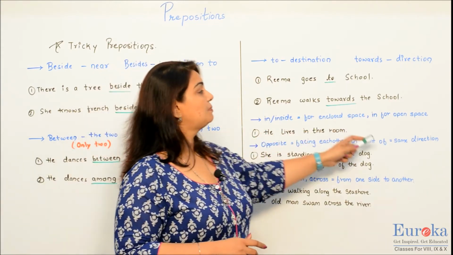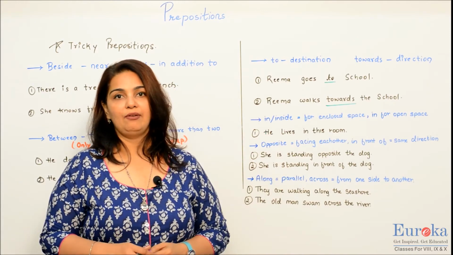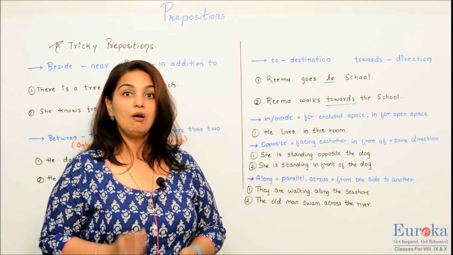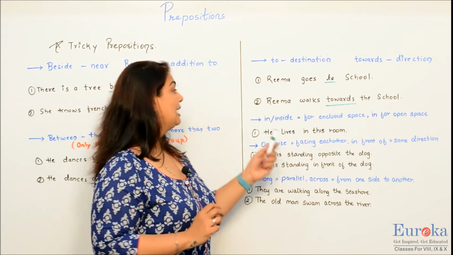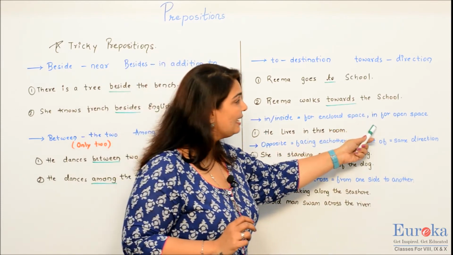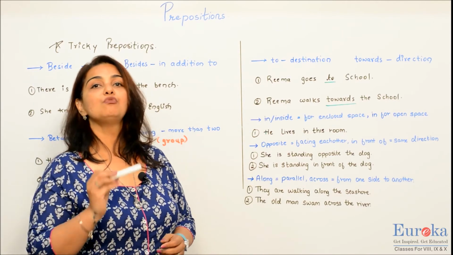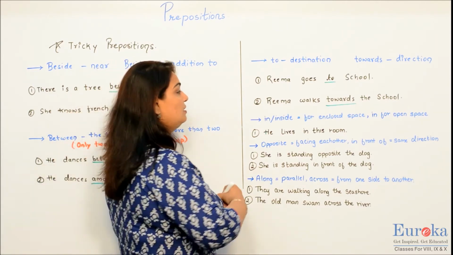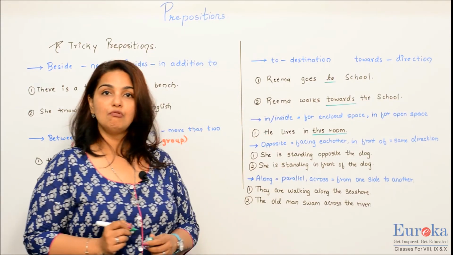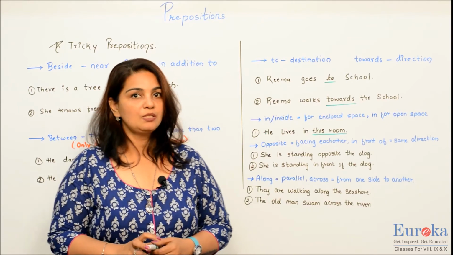For the open space, we will be saying there is pollution in the air. Air which is everywhere. So, please remember students, inside for enclosed space, again in for open space. Over here, you have to understand the difference in the sentence. When it means room, it's enclosed. When it means air, it's an open space.